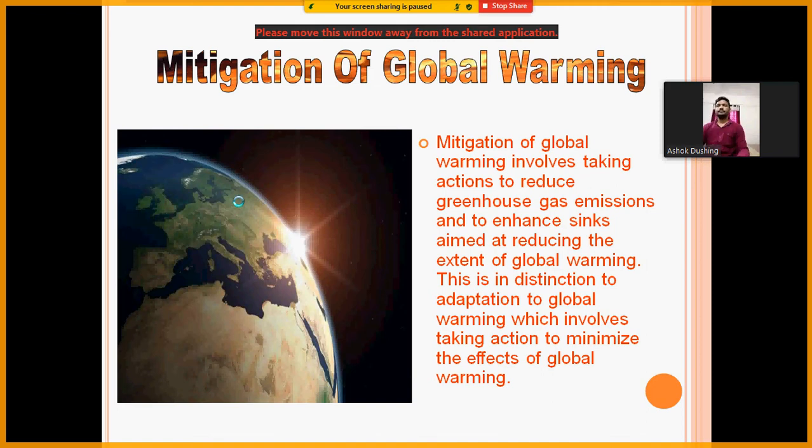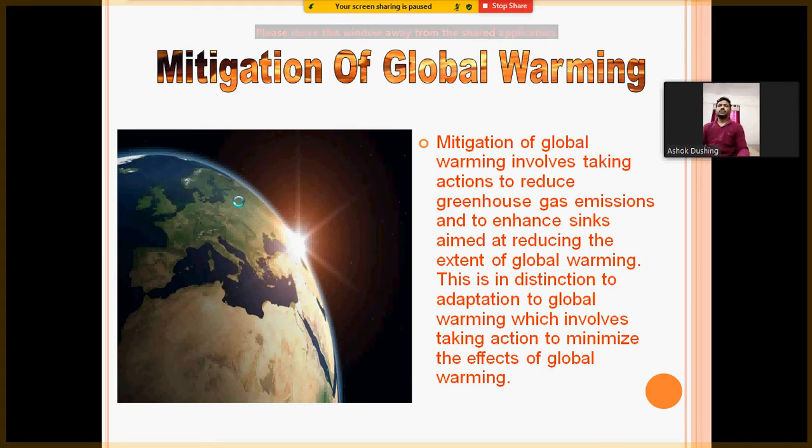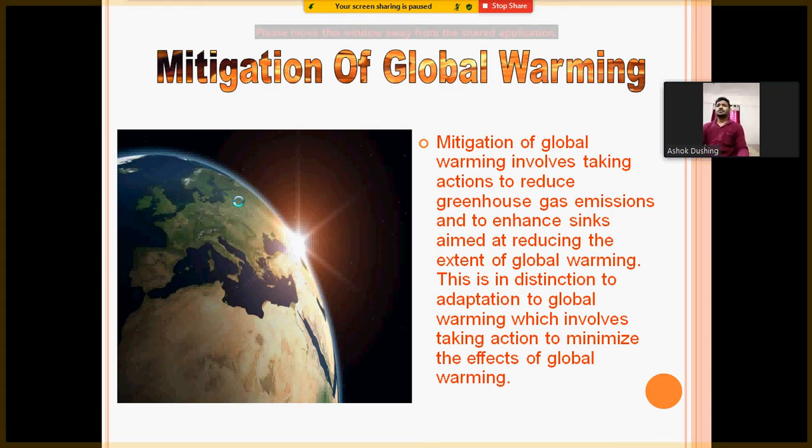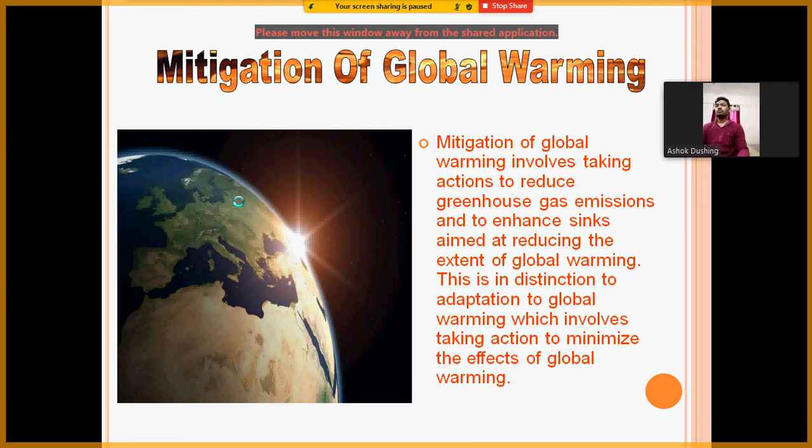So what are the mitigations of global warming? Mitigation of global warming involves taking action to reduce greenhouse gas emissions and to enhance sinks aimed at reducing the extent of global warming. This is distinct from adaptation to global warming, which involves taking action to minimize the effect of global warming.